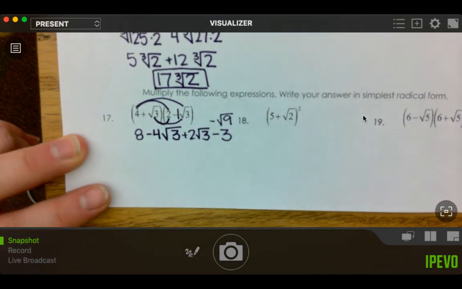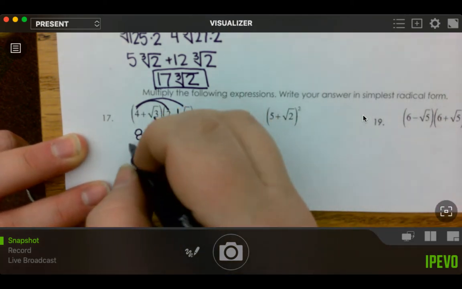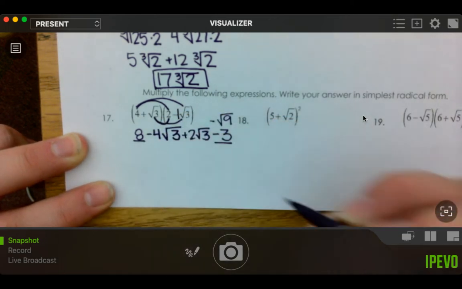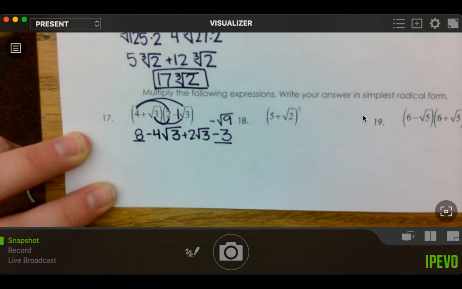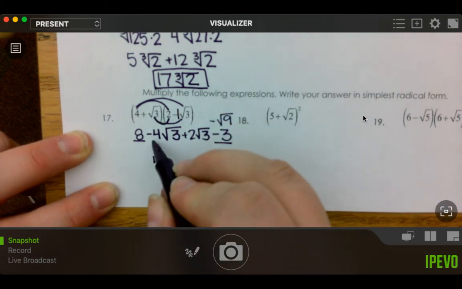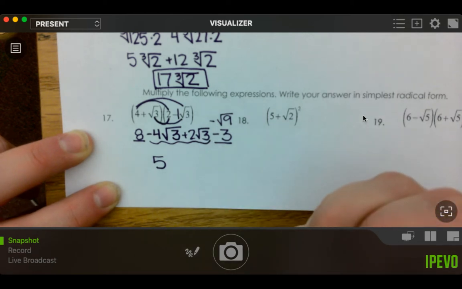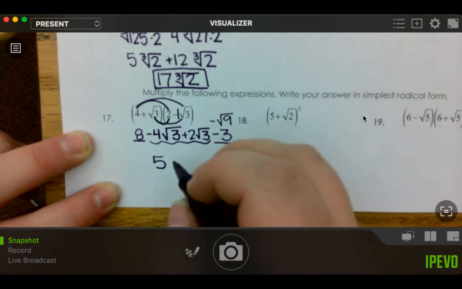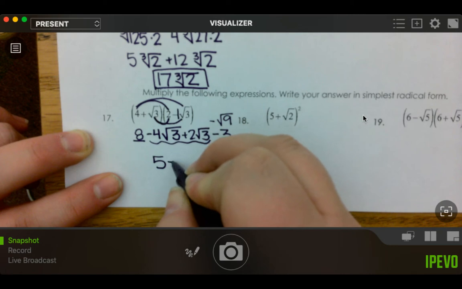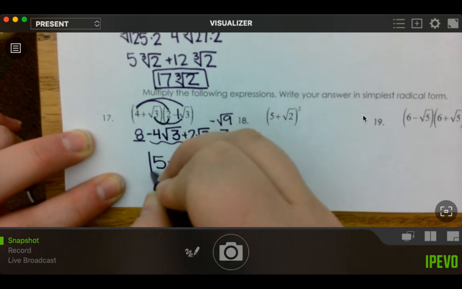And then you want to combine like terms if you can. That's what it means by simplest radical form. So you'll notice that these two don't have a square root with them. So you can do 8 minus 3. That's 5. And in the middle, these both have square roots of 3. So you can add their numbers out front, just like we did on number 10. -4 plus 2 is -2. Square roots of 3.